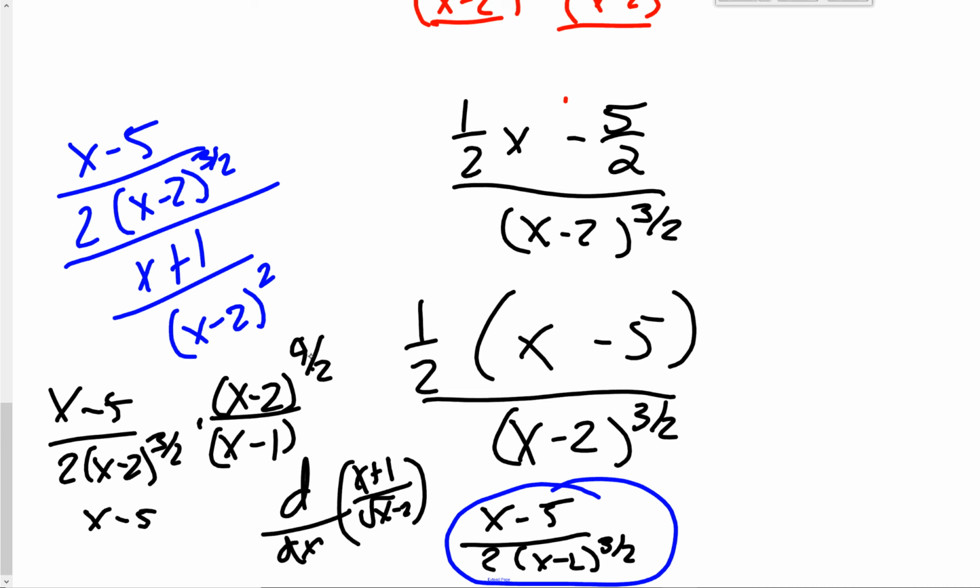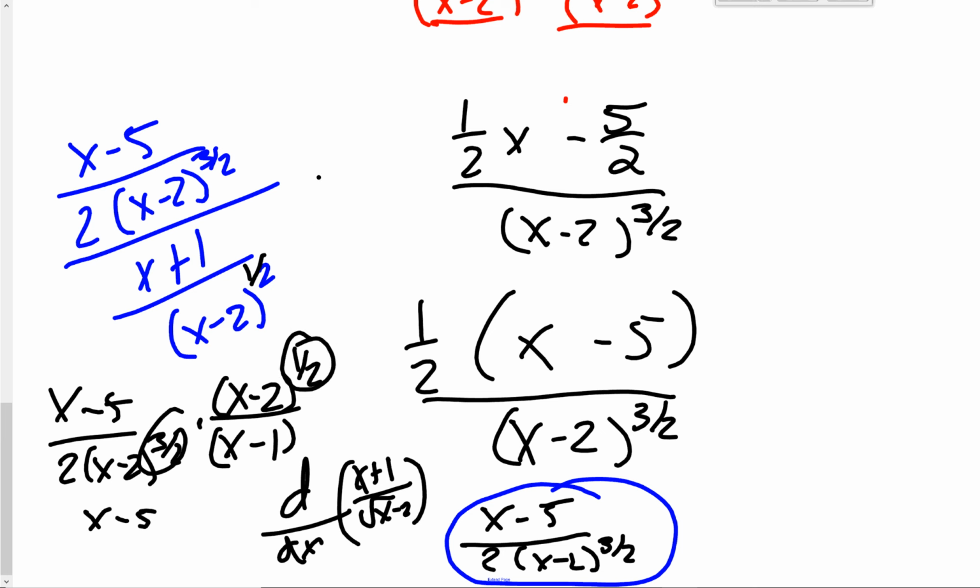Actually, that's not 4 halves, sorry. Erase that. That's 1 half. This is a half. You're probably confused by that. So 1 half minus 3 halves is just a negative 2 over 2. So I can just bring that down, right?